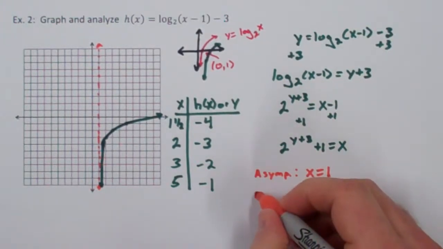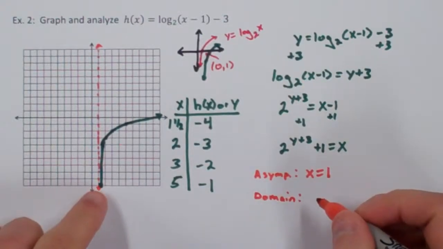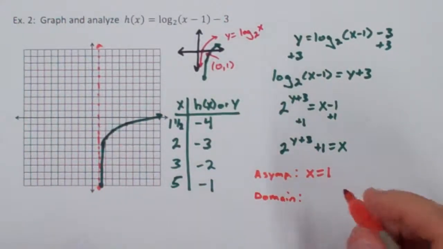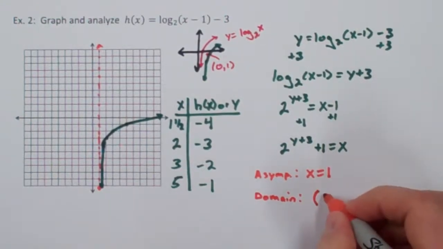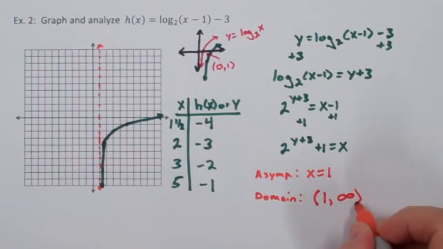For the domain, those are all the possible values of x. We can see that the graph doesn't exist for any value that's 1 or lower than 1. So we don't want to include 1, but that is where we need to start. And then we're going to go to infinity.